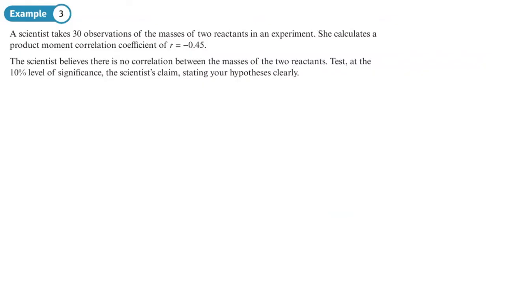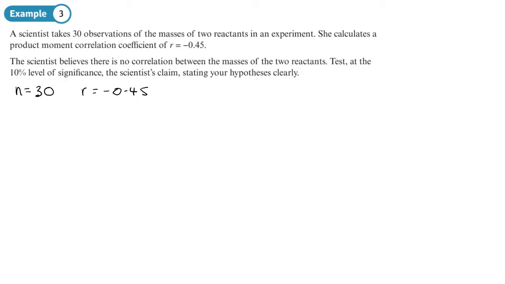Okay, so we can see on this question that a sample of 30, so I suppose we could say that n is 30, and this experiment was done and a value of R of -0.45 came up.